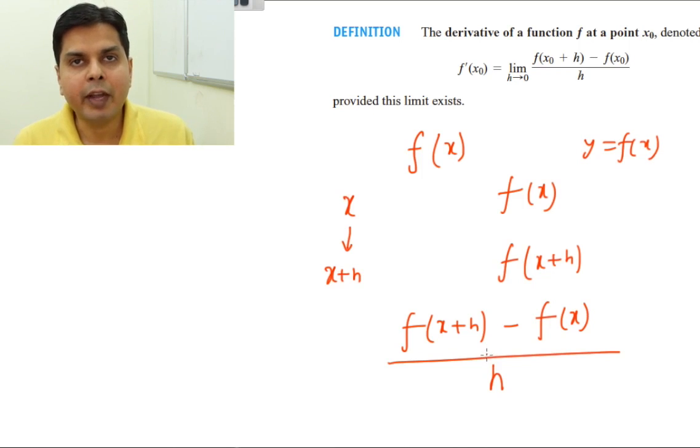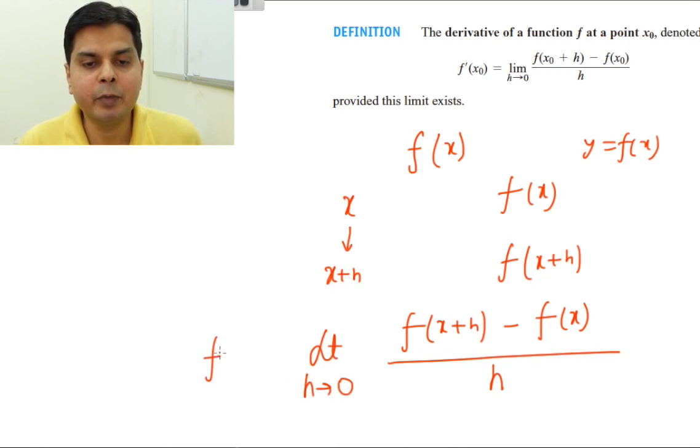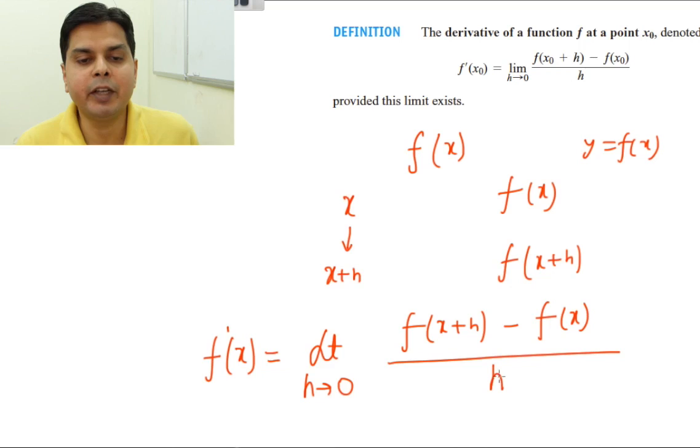Now what is the value of this rate at any given instant or at any given point x? In that case we will have to take the limit as h tends to 0. When we take that limit, we get the value of that rate at x. So this is called f prime x, equal to the limit as h tends to 0 of f of x plus h minus f of x divided by h.